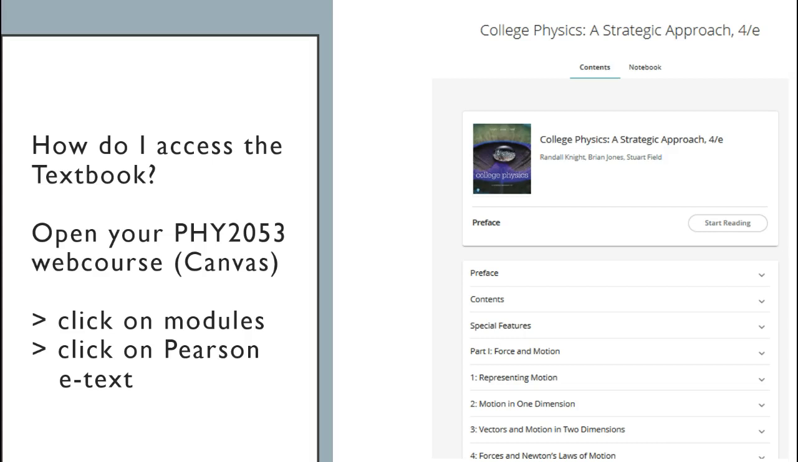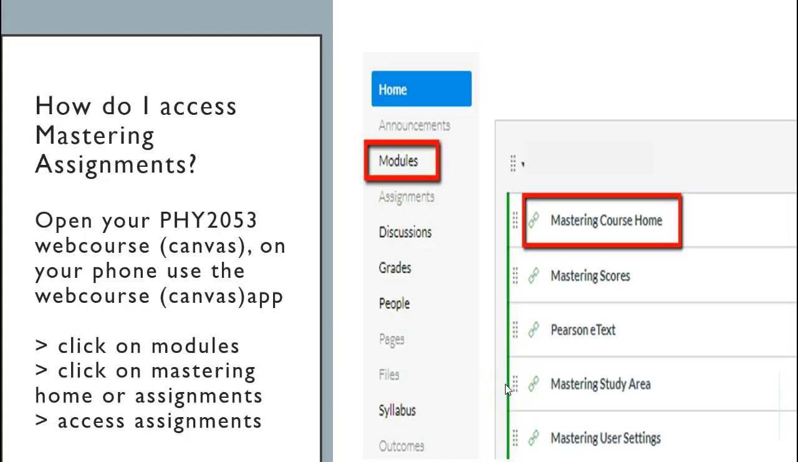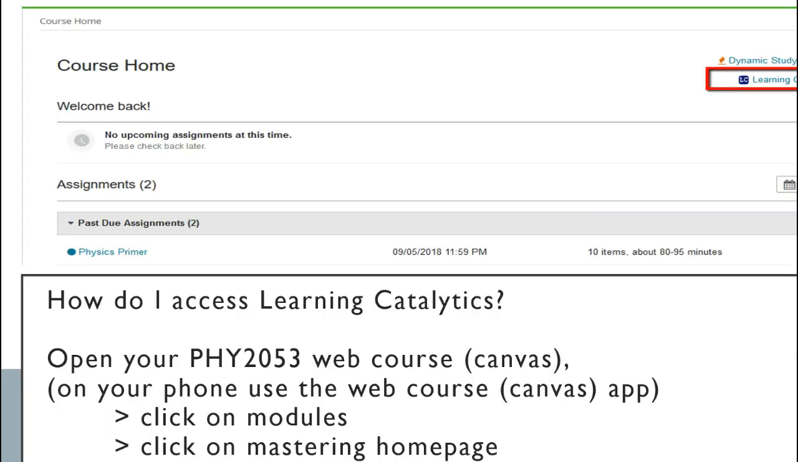So, moving forward, once you have access, either by opting in or during the free period, or if you purchased after the opt-in at the higher rate, you're always going to go into web courses, click on modules, and there you'll find the Pearson e-text, and the table of contents will look something like this, so you can navigate that way. Mastering assignments will also be found under the modules. Just look for the assignments off to the right. And if your instructor is using Learning Catalytics, simply go to the Mastering homepage after you click on modules, and then look for Learning Catalytics in the upper right-hand corner.